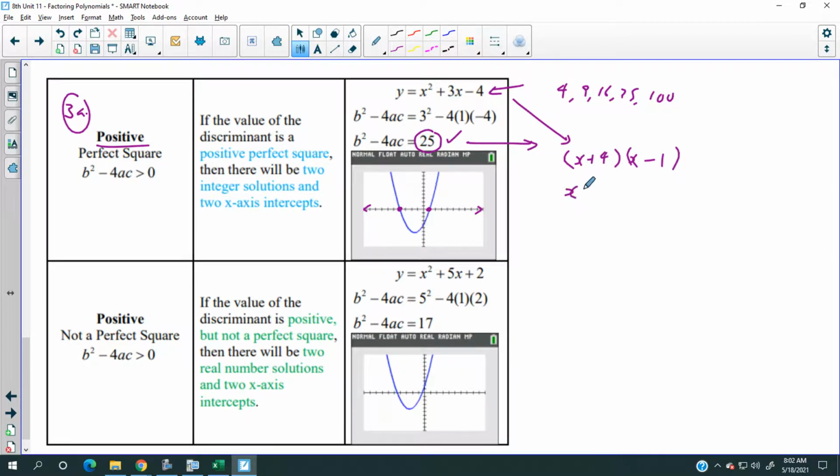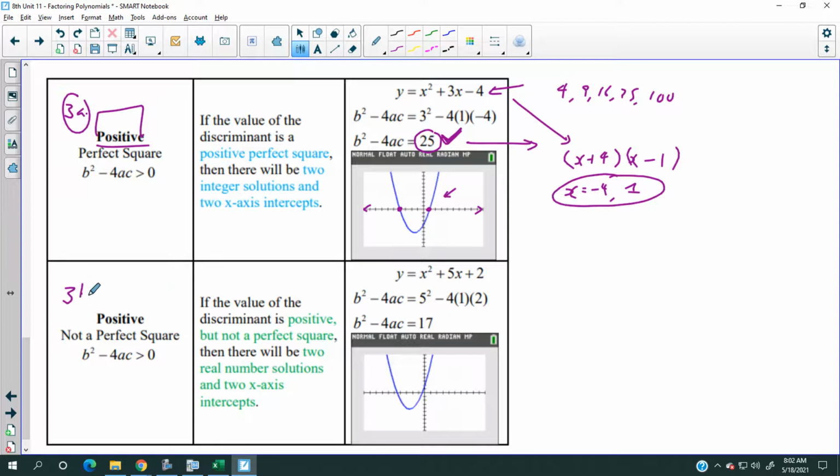So the solution is x is -4 and x is +1, right? As you see in the graph here. Okay, got that? Again, positive answer, positive values. Not only does it give you two roots, two solutions, those two solutions are also integers, okay? Like no decimals.